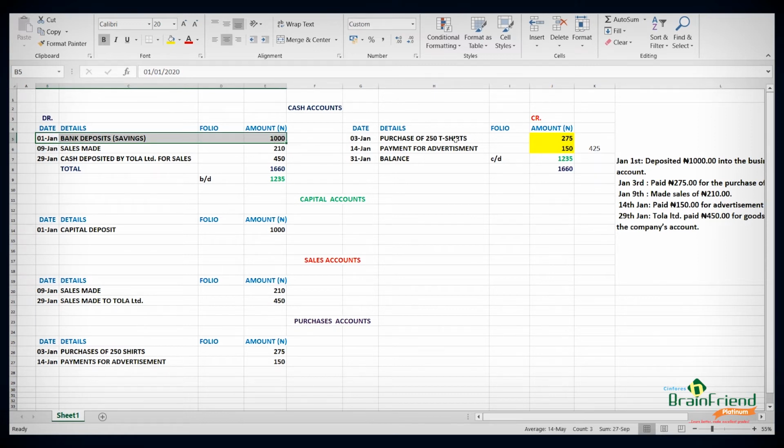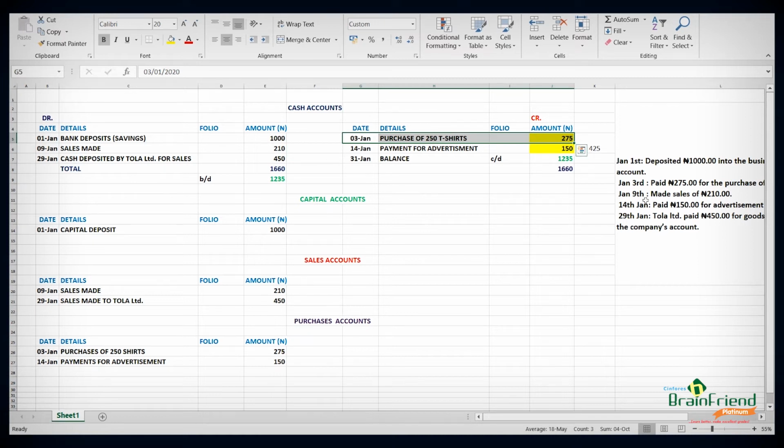Now on January 3rd, the business paid 275 naira for the purchase of 250 t-shirts. Because money left the firm, it made expenses. We capture that in the credit side of the account. So you have it 3rd of January, purchase of 250 t-shirts, amount 275 naira.